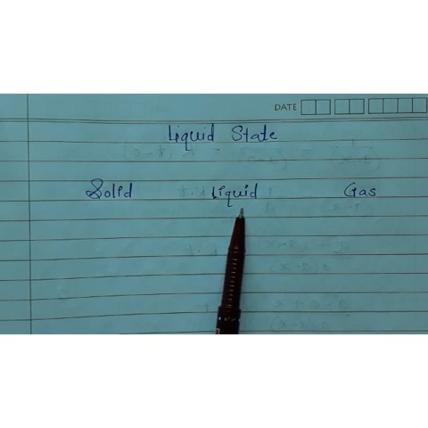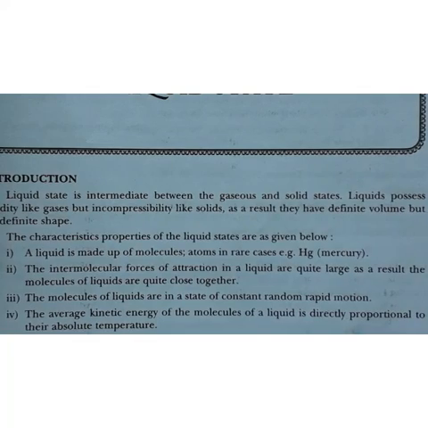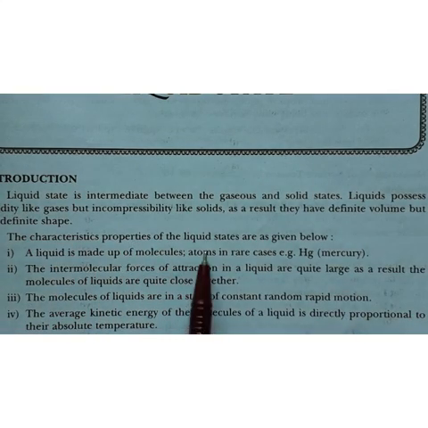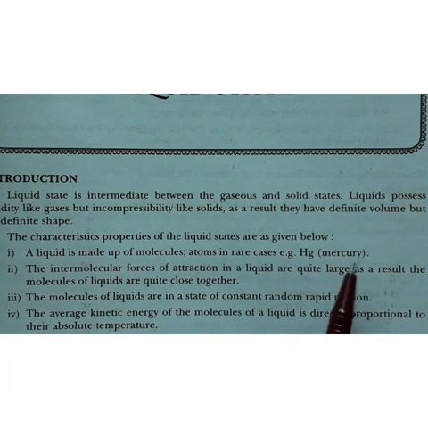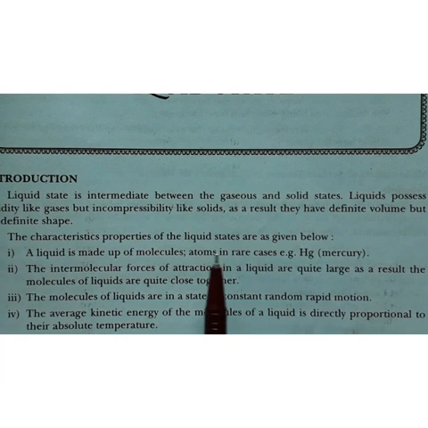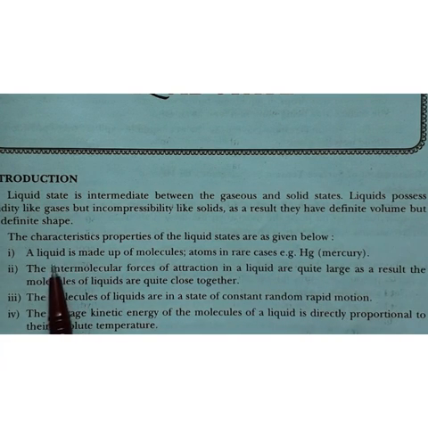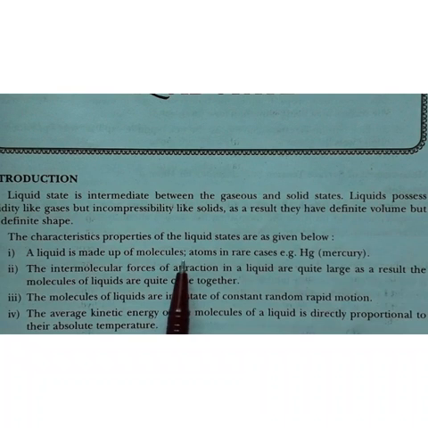Let us see what are the properties of liquid state. You can see here the characteristic properties of liquid state. First property, the liquid is made up of molecules, atoms in rare cases. What does it mean? Liquids are mainly made up of molecules, and in some rare cases these liquids are made up of atoms. An example of this rare case is mercury. Liquid mercury is made up of atoms and not molecules. Atoms of mercury come together and the liquid is formed, but in most cases liquid is made up of molecules. For example, water is made up of H2O molecules.